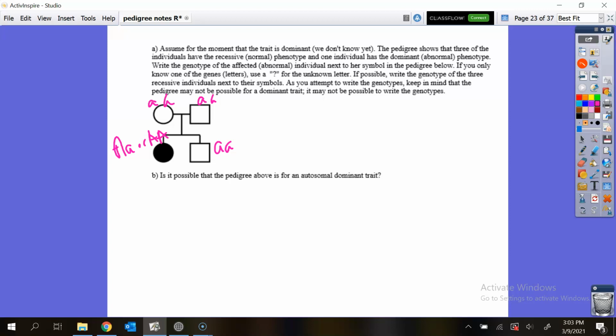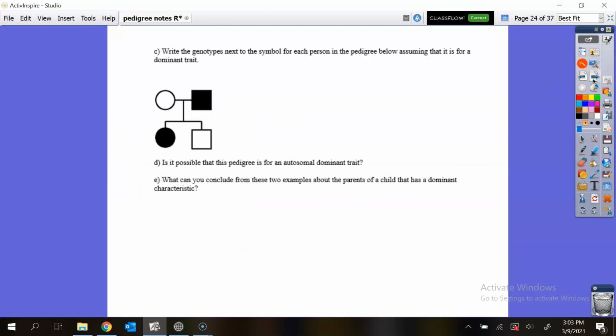So is this one possible for an autosomal dominant trait? No, because all that mom and dad have to give is little a's. So there cannot be an affected child if their parents are not affected. Okay, so that's a big hint as well for autosomal dominant. If a child has it, then one of their parents has to have it as well.